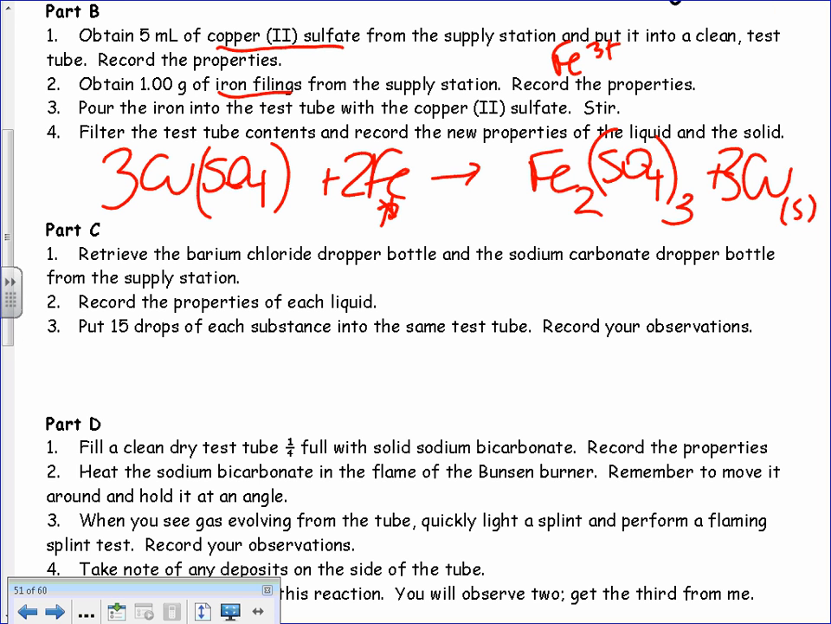Okay? So what happened in this one? This was a pretty blue color, okay? Beautiful blue color. This was like a black kind of particulated metal. What happened? What did it look like after the reaction?